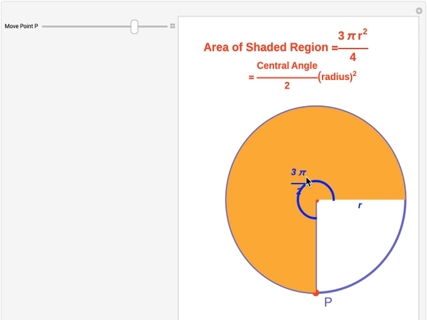Now it is 3/4 of the circle. So the central angle is 3 pi by 2. So the area of the shaded region is 3 pi by 4 r square, because it is central angle divided by 2 into radius square. Now let us get into the full circle.